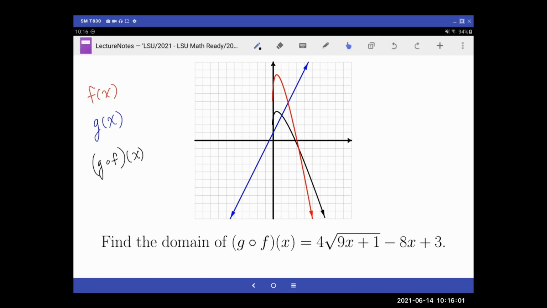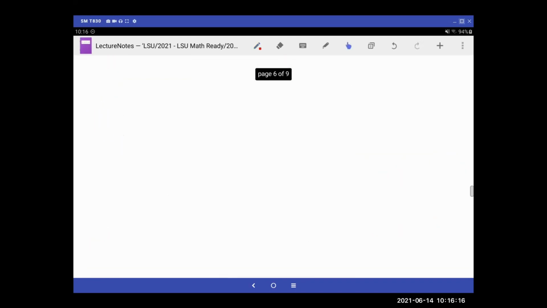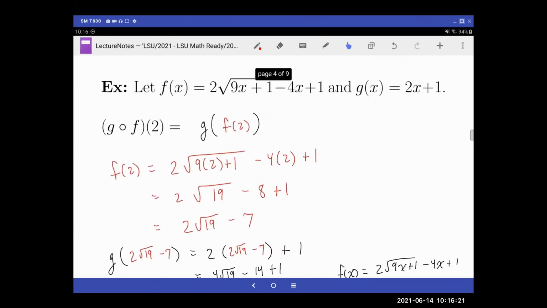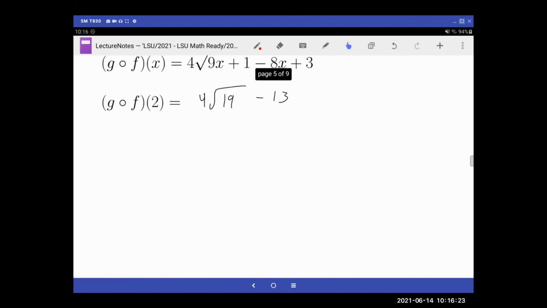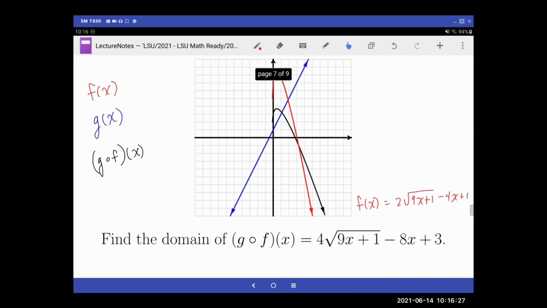All right, so let's find the domain of f really quick. Put it in red again. Remember, f of x is 2 times the square root of 9x plus 1 minus 4x plus 1. Go back up, make sure: 2 square root of 9x plus 1 minus 4x plus 1. Yes, okay. All right, so I'm going to take this one and find its domain.